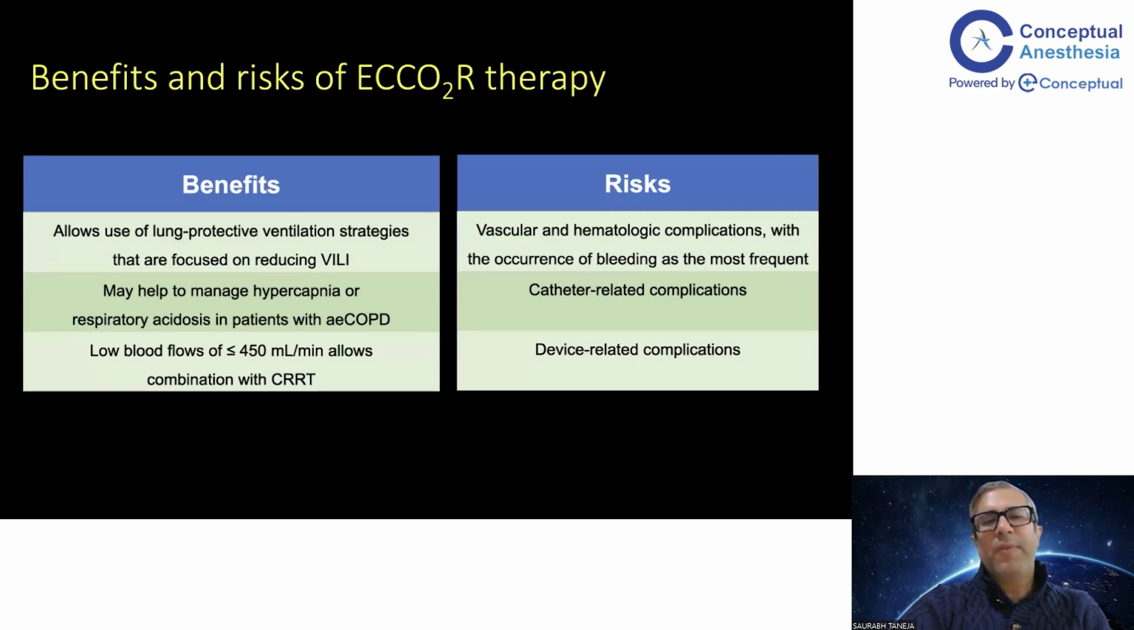So when you talk about benefits, it allows the use of lung protective ventilation, especially to decrease the ventilator-induced lung injury. It helps to manage the hypercapnia in patients of COPD exacerbation or asthma. And low blood flow, to a tune of less than 450 ml per minute, allows combination with CRRT easily. The complication related to the device, the catheters, and the vascular insertion of the cannulas is definitely there, with the bleeding complications being most frequent, as in case of ECMO also.